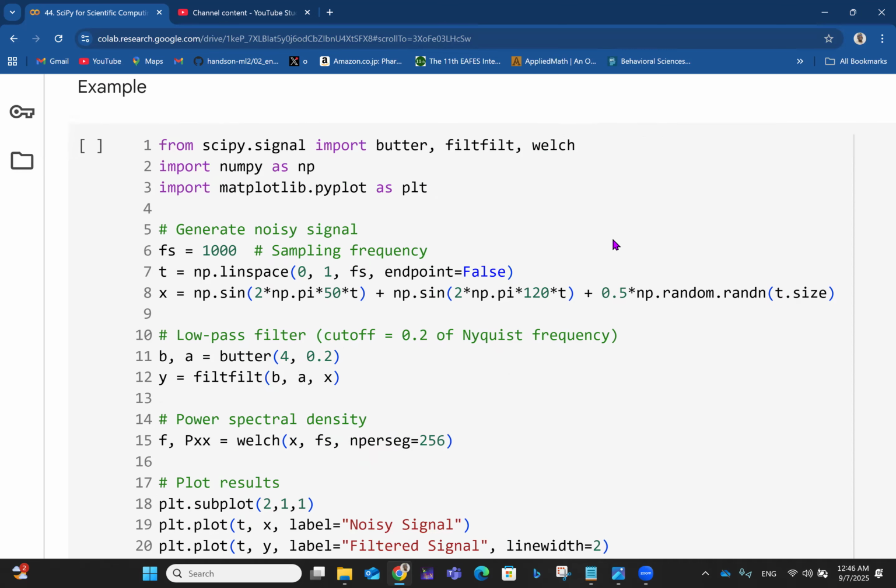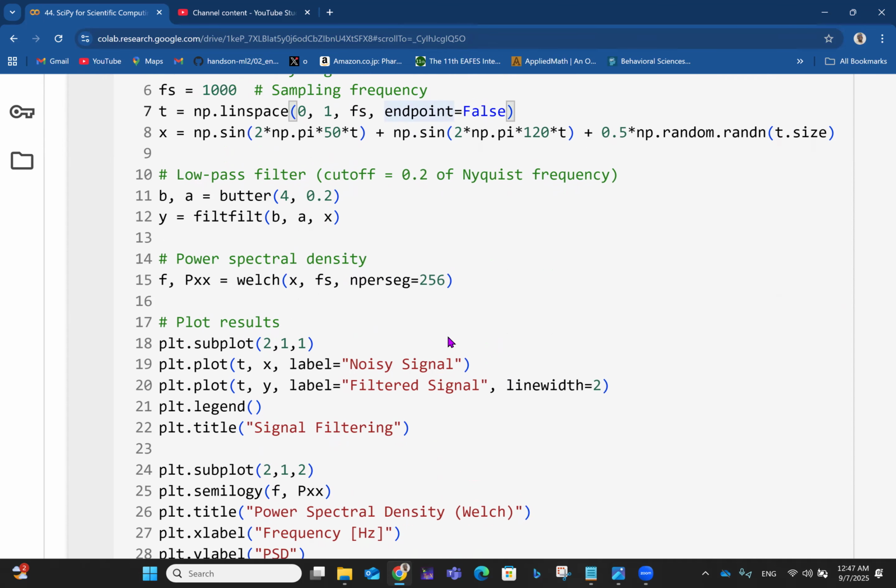So you have a very good example here. From scipy.signal, we import butter, lfilter, and welch, import numpy as np, matplotlib.pyplot as plt. Then you generate a noisy signal. So you have the sampling frequency of 1000. You have the time, which is from 0 to 1, and then you have the signal, which is this x now. So it's a signal with two frequencies and some random noise, right? So it has frequencies 50 and 120. I think we dealt with that a lot under spectral analysis.